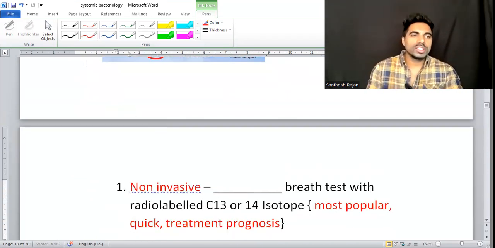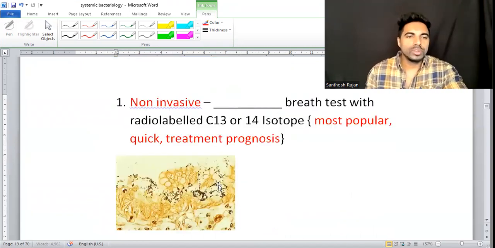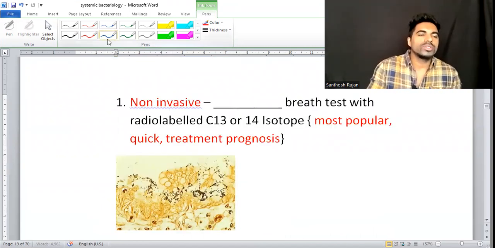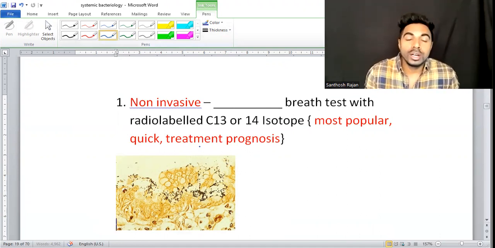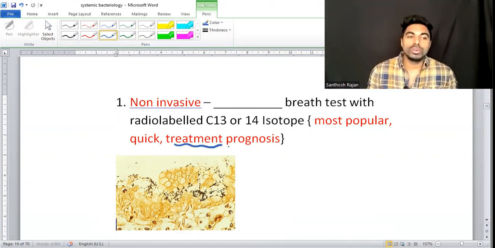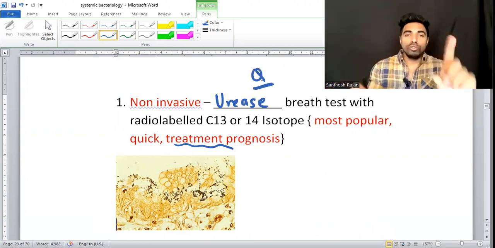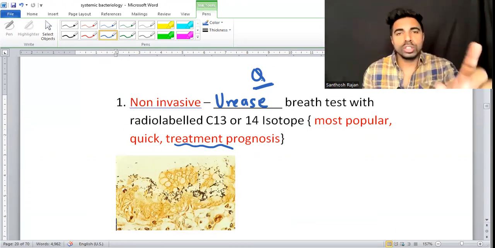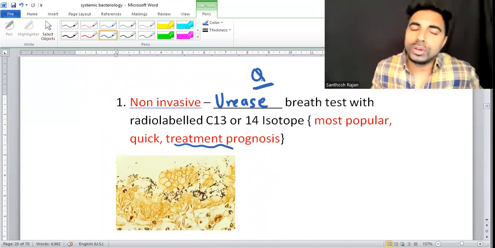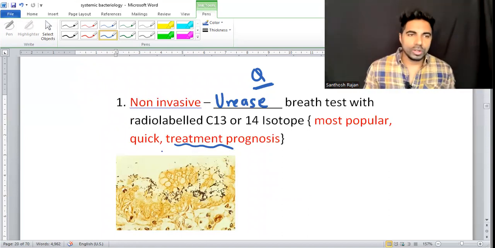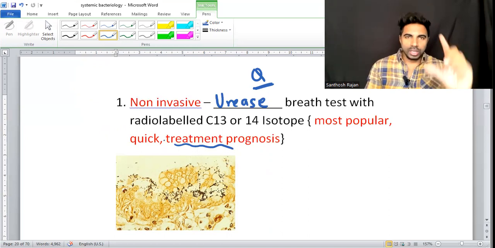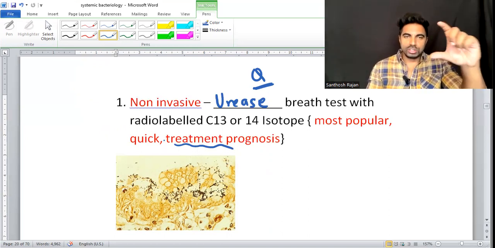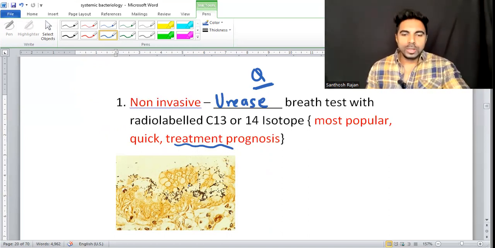So which is the non-invasive test? If they ask which is the most popular quick diagnosis and treatment prognosis test, it is your urease breath test. That's why urease is important. You may forget other things, but don't forget urease is positive for H. pylori and Proteus. H. pylori, this urease is very, very important. And you know the pink color: if you remember the pink color picture on YouTube, when it changes into pink color, that's your urease test.